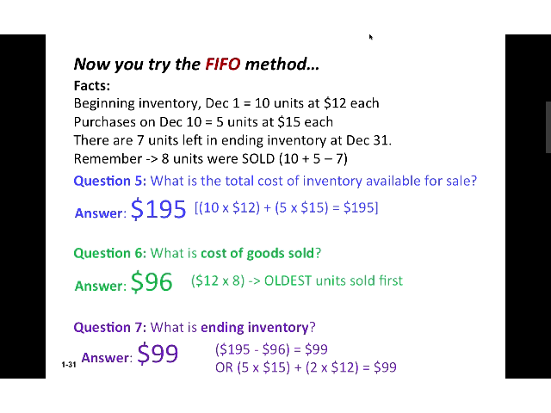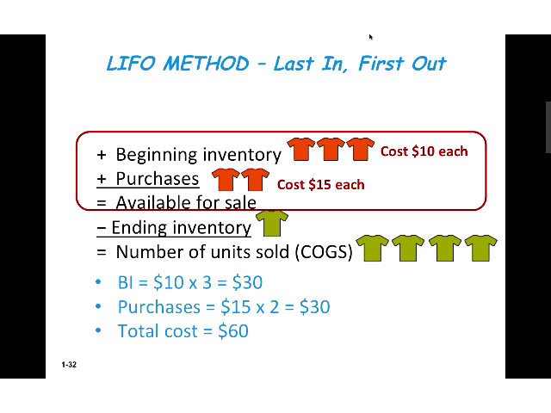Okay, so that was FIFO. FIFO, your earliest units are sold first. Now we go on to LIFO. LIFO is the opposite of FIFO in that instead of selling your earliest units first, you're selling your newest units first. So let's go to our t-shirt example. LIFO, last in, first out.